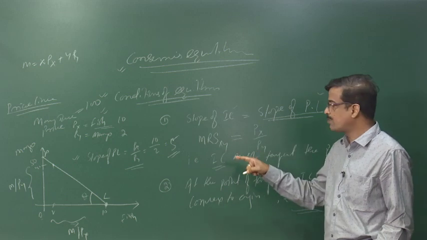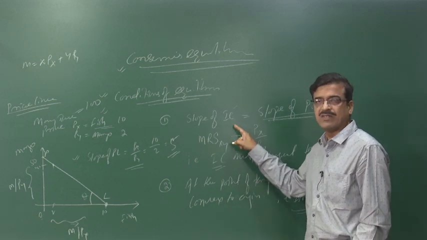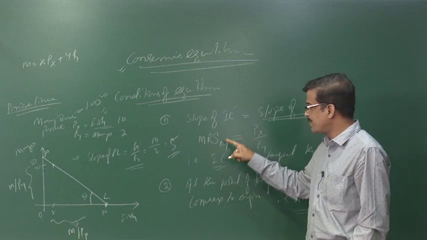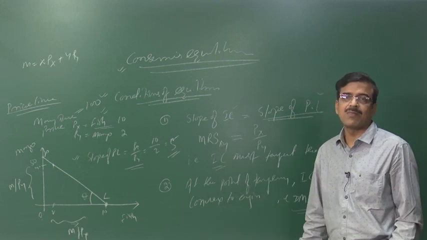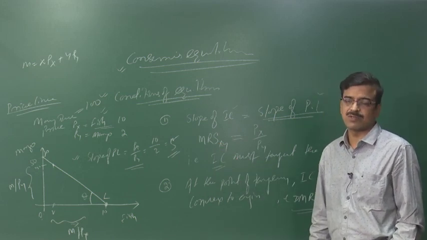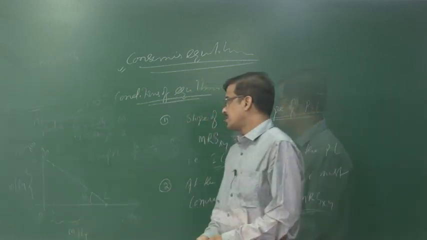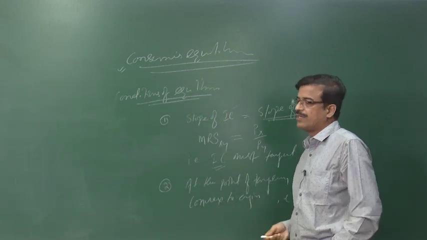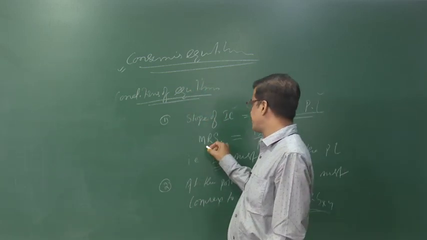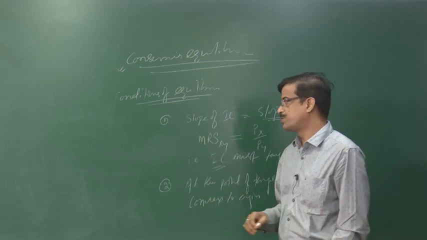Now move to the second part of it, that is called the slope of indifference curve. And the slope of indifference curve is represented by the marginal rate of substitution of x for y. I will show you that one. The second side is the slope of indifference curve, represented by the marginal rate of substitution.